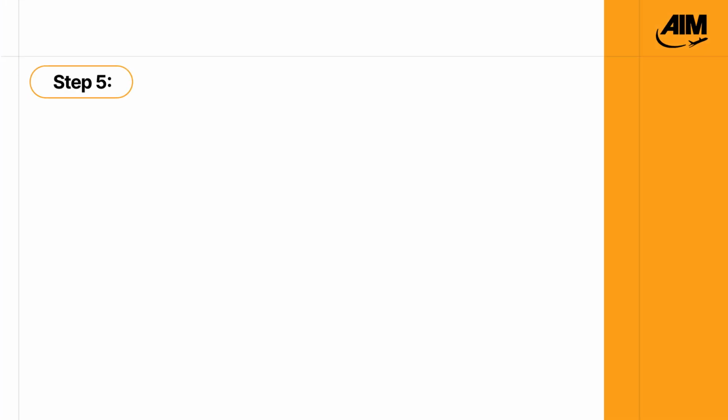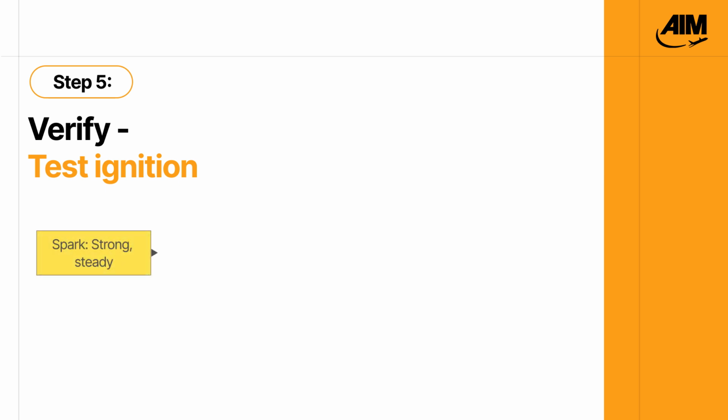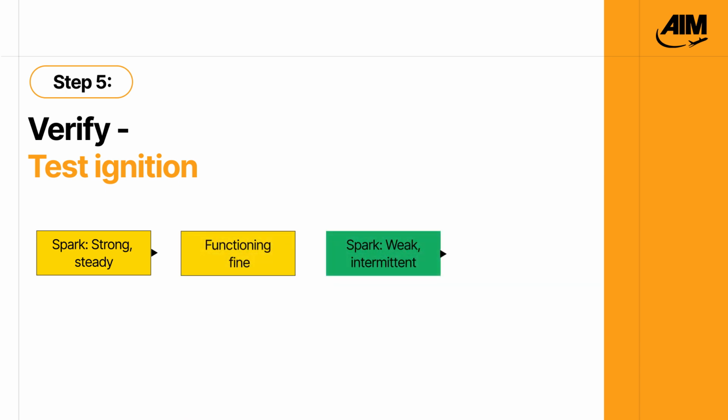After any repair, always verify the ignition system. Test for consistent spark production. A strong, steady spark shows that the system is functioning properly. If the spark is weak or intermittent, recheck connections and components. Verification is your final safety check.